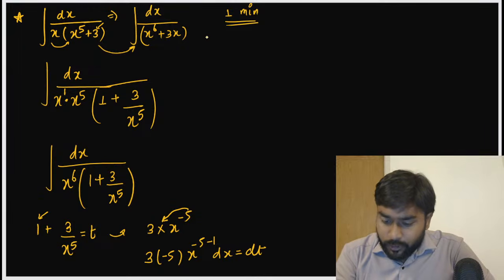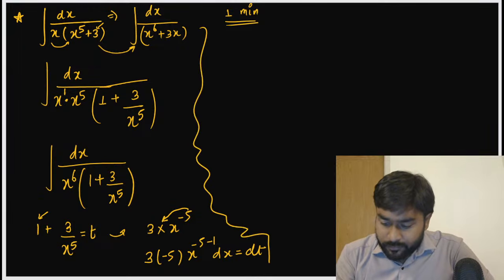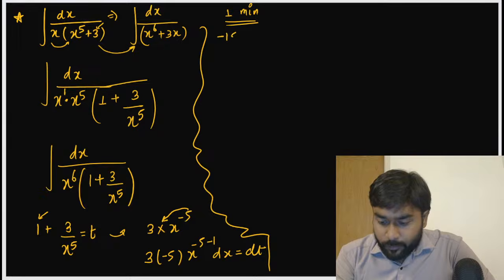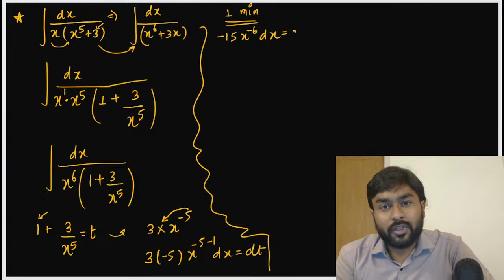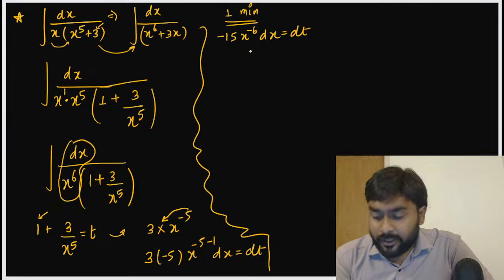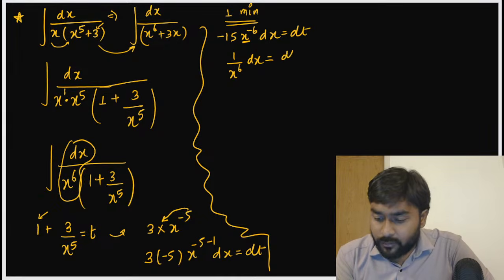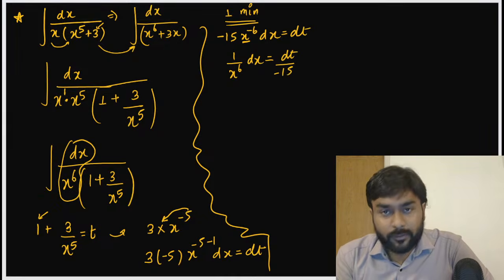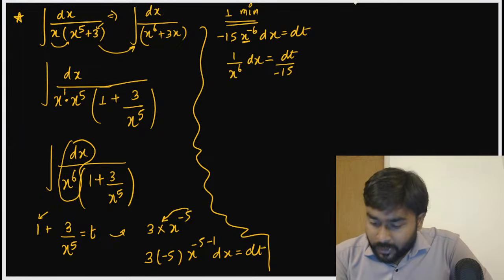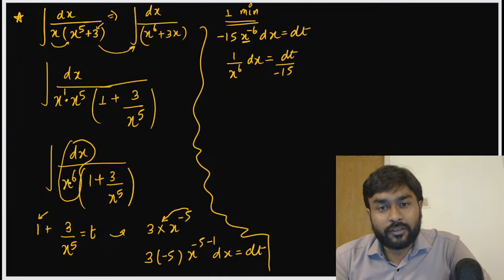Correct? So it will become minus 15 x power minus 6 dx equal to dt. Okay, and that is our requirement also. We need this dx by x power 6. It is becoming like that. Correct? So this we will write in the denominator: 1 by x power 6 dx equals dt by minus 15. So this we will write here in place of this.